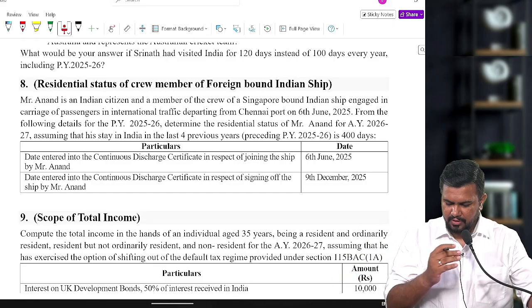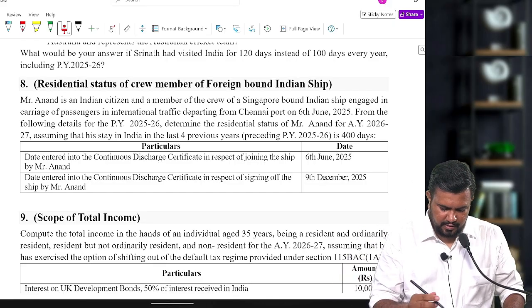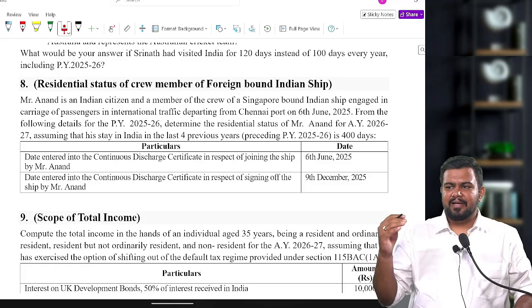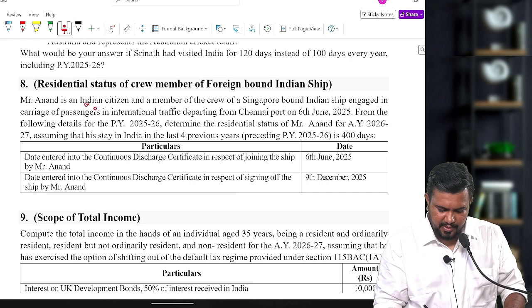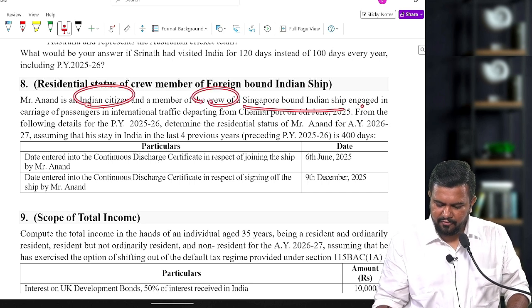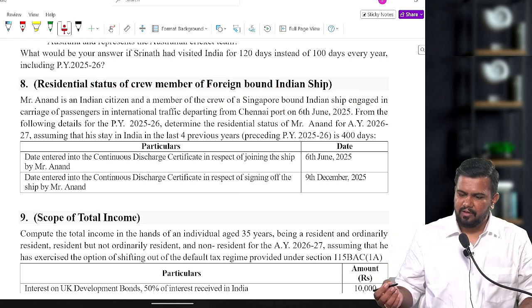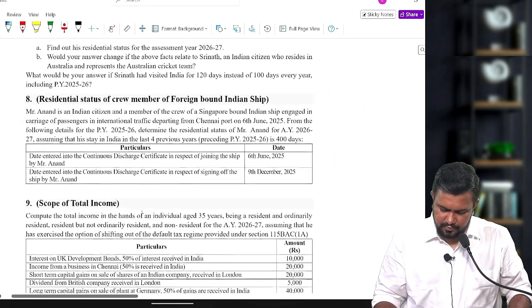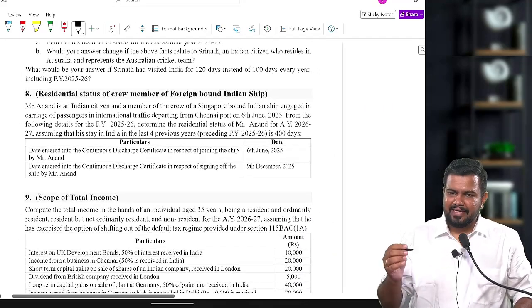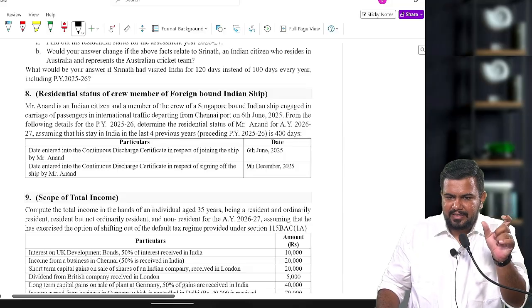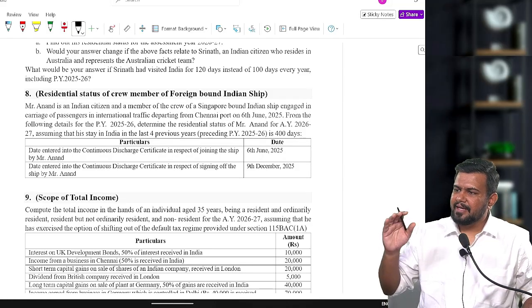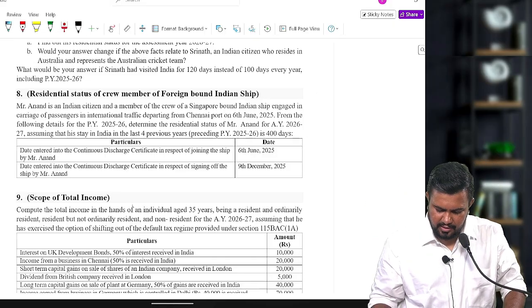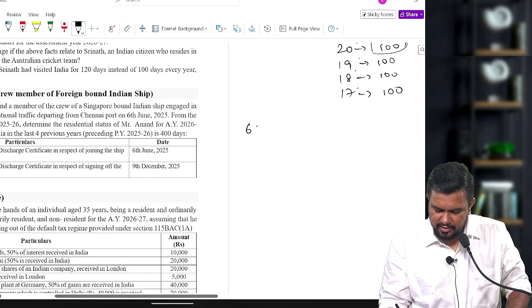Very, very simple question. So now what you have to do? Listen, first you have to see whether the conditions are satisfied for the special provision. What are the conditions? That the person should be an Indian citizen, crew member of a foreign bound Indian ship on an eligible voyage. Now all the conditions are satisfied. That is why the period from joining in CDC to signing off from CDC will be considered as outside India. So what is considered outside India? 6th June, 9th December.